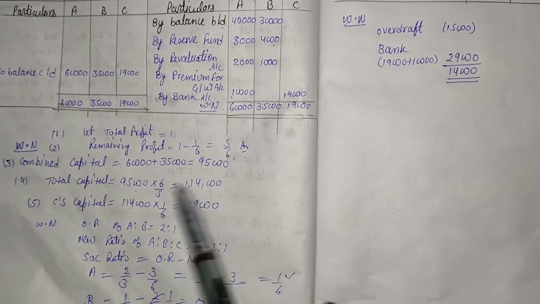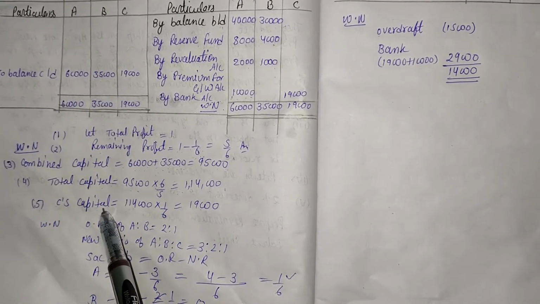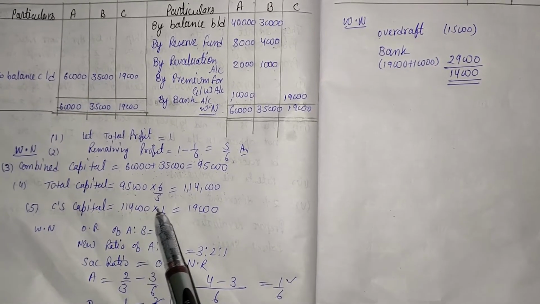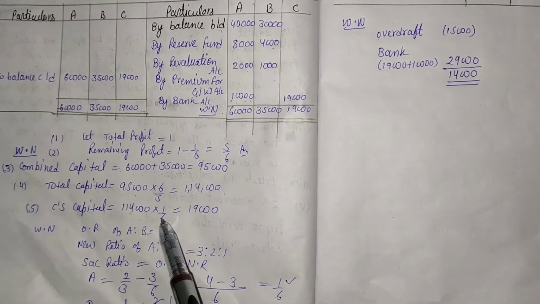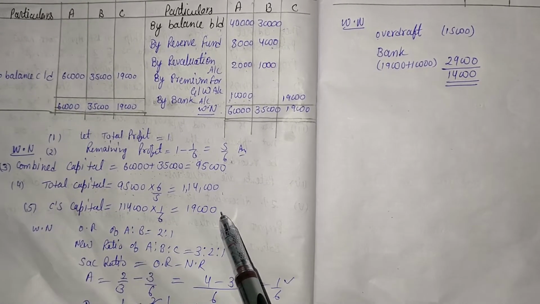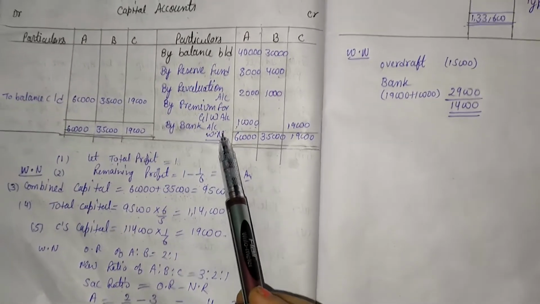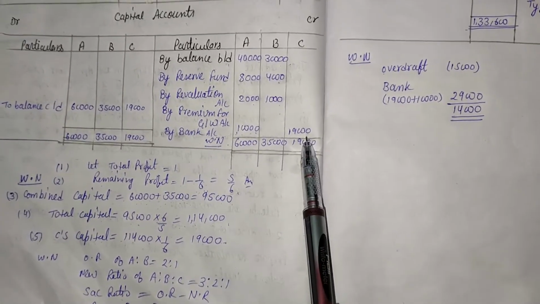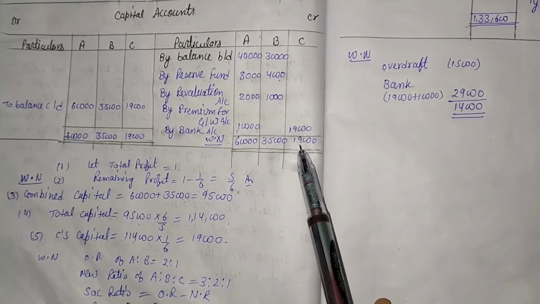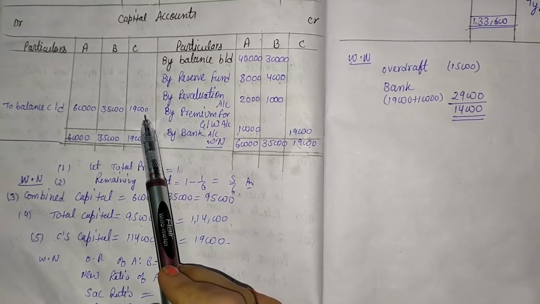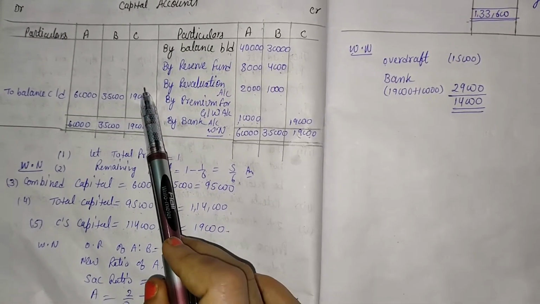After that, the last step, C's capital. Total capital is rupees 1,14,000 and C's share is 1/6. So C's capital is rupees 19,000. Here we mention it by bank account, 19,000. The total of C's column is 19,000, and we can find the value of CD, that is 19,000, because there are no other balances.